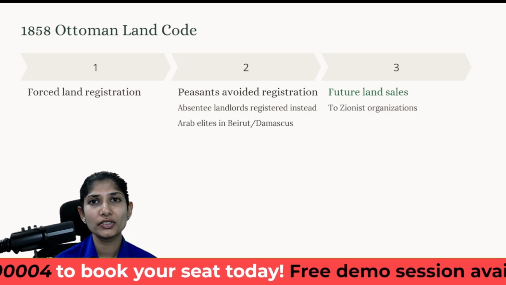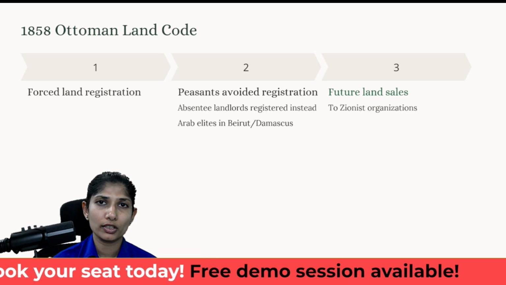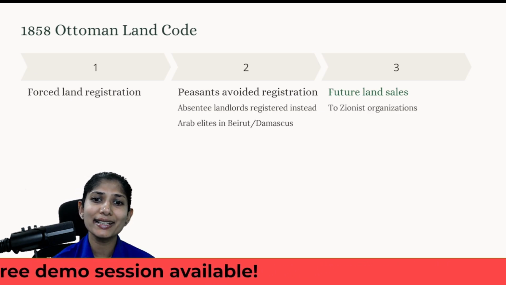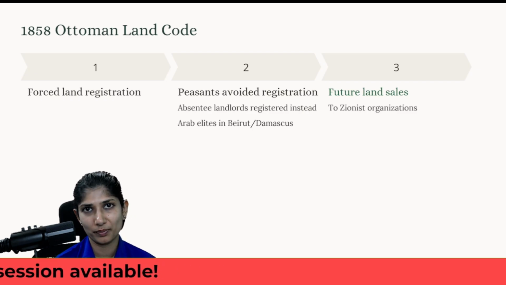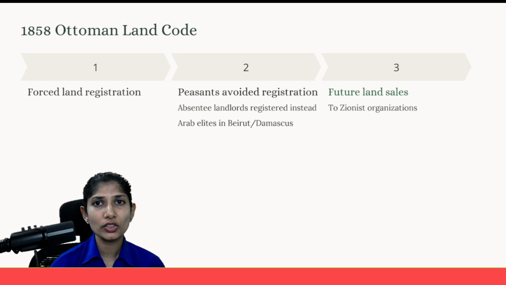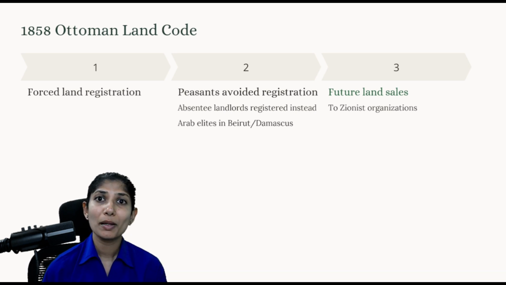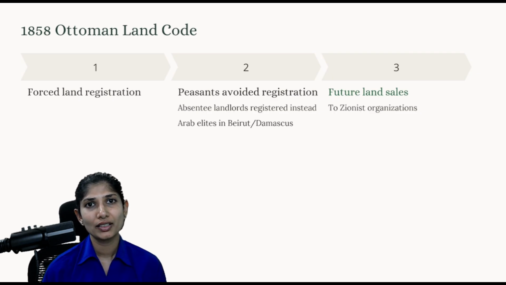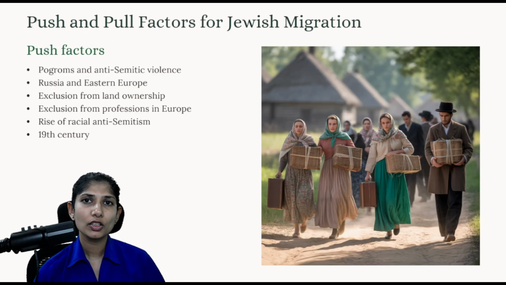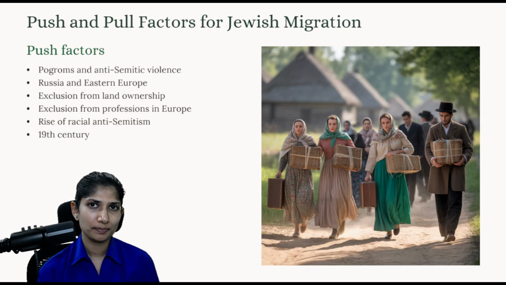Eventually, when the Jews started coming in and wanting to purchase land, they ended up buying land from these absentee landlords. This was a shock to the peasants because they felt, wait, our land is taken away from us. This is where the concept of conflict begins. Alienation starts.